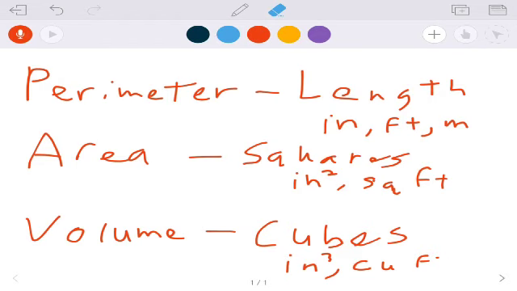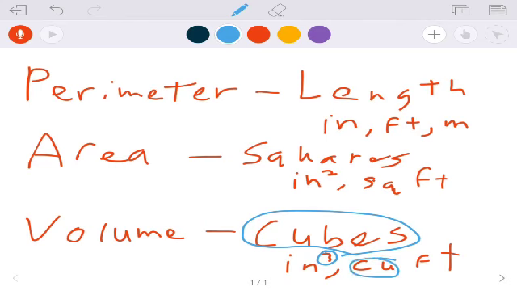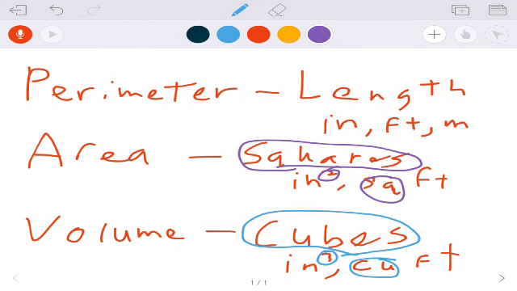Cubic feet, or cubic miles, though we don't normally measure things that big. Cubic centimeters. So the difference between each of these is that if you see something measured in cubes, it's always going to be a volume if it has that to the third or the cubic there. If you have something that is measured in squares, right here, then you're talking about an area.